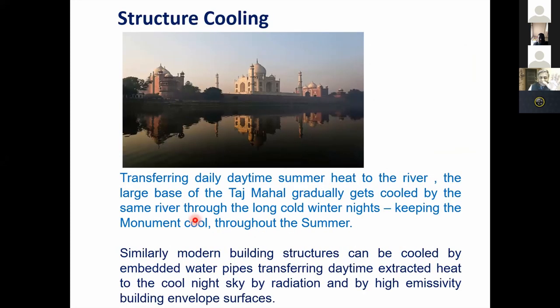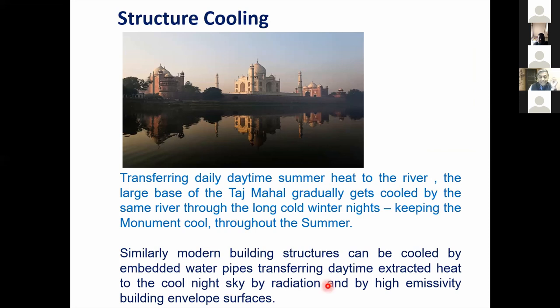This is just to tell you that the Taj Mahal is not the kind of building we are going to build today, but it makes use of what is called structure cooling. The Taj is built on a very huge mass of stone, which gets cooled through the whole winter months, and that allows the heat of the summer to be absorbed gently into that thermal mass.